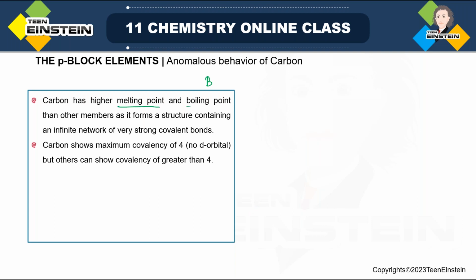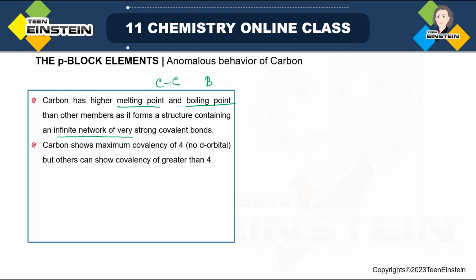Carbon has a higher melting point and boiling point compared to other members. And why is it so? Because it has a tendency to form a structure where an infinite network of very strong covalent bonds is present, and mostly these bonds are C-C bonds. If we are having a problem understanding this, it will be clear when we see the structure of different allotropes of carbon, like graphite. There you will be able to see this type of very large network structure where many strong covalent bonds, that is C-C bonds, are present.